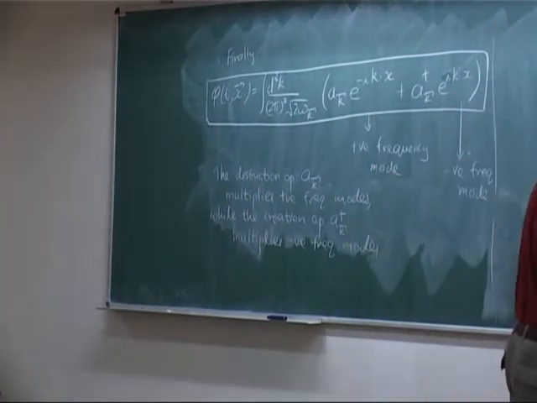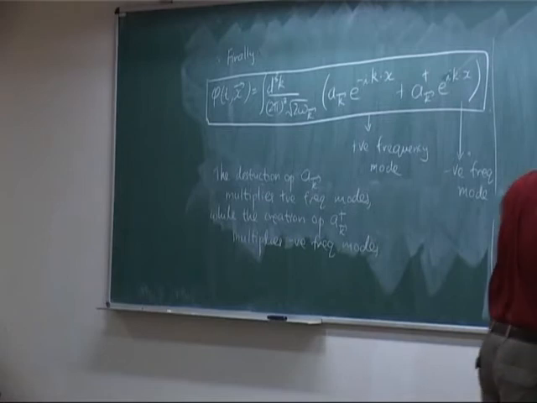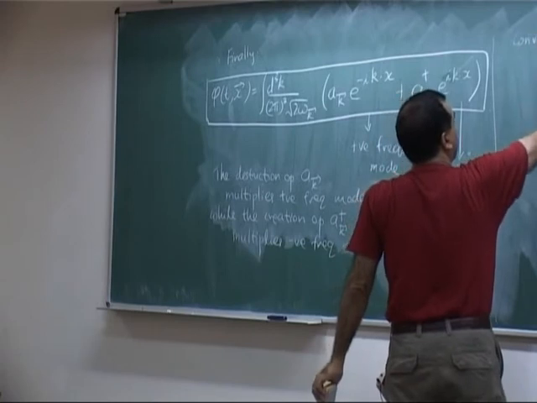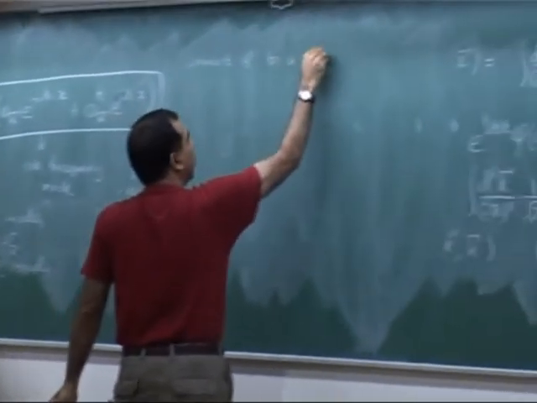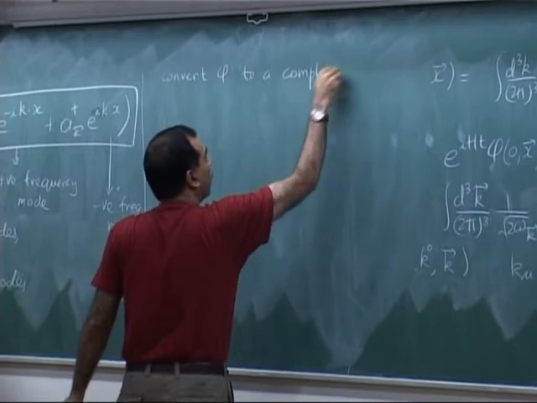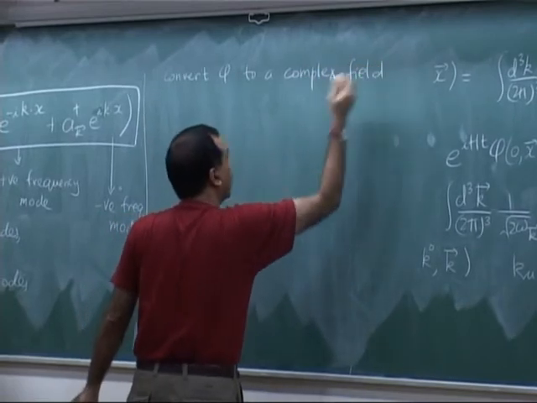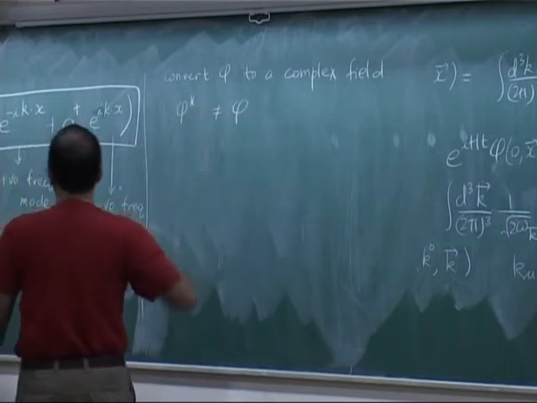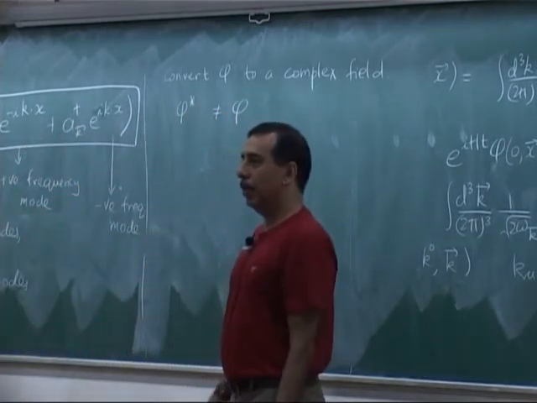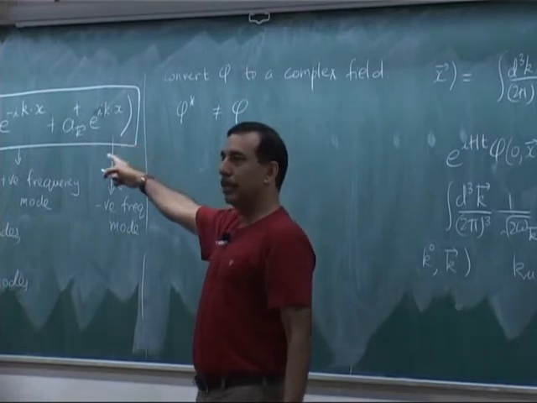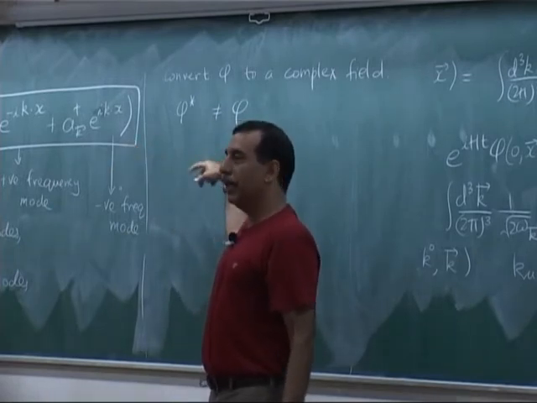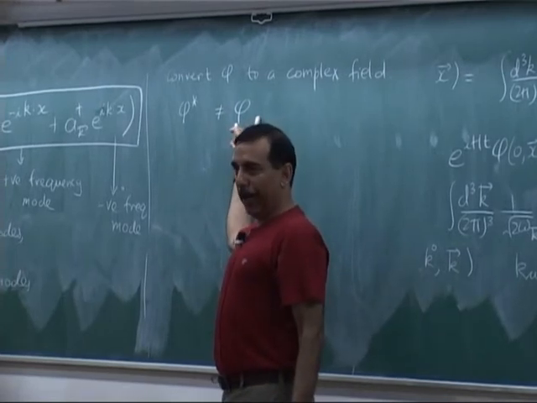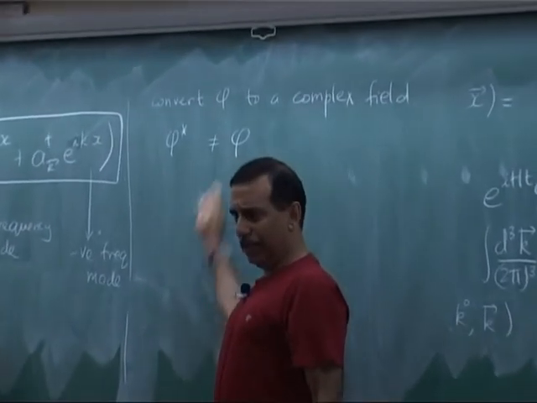Now let's see something very, very simple which arises if we simply convert phi to a complex field. So that means that phi star is not equal to phi. Okay. Now we can't use this because if you remember, all our machinery started by saying phi is an expansion in modes qk and then qk dagger is q of minus k. All that was assuming phi was real.